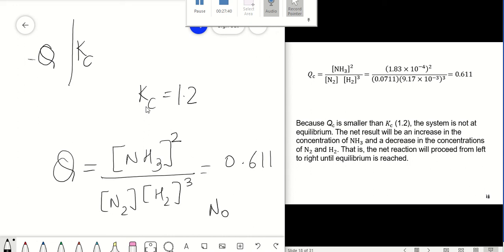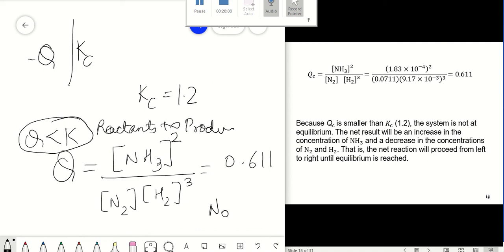Okay. Next, the question asks which direction will this reaction go? So for the direction, we'll compare values of Q and K. For this particular reaction, Q is less than K. So since Q is less than K, we know that the reaction will proceed from left to right. It will go from reactants to products. So your answer can be any of these. It can be that the reaction will go from left to right, or the reaction will go from reactants to products.